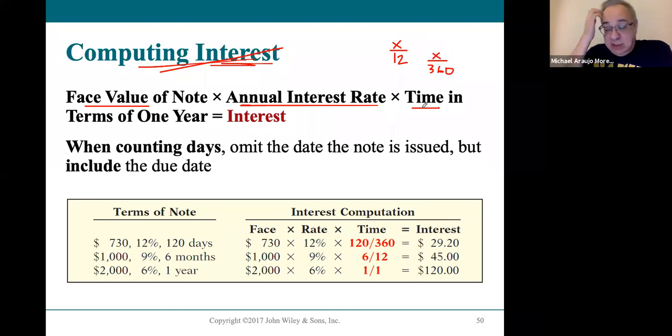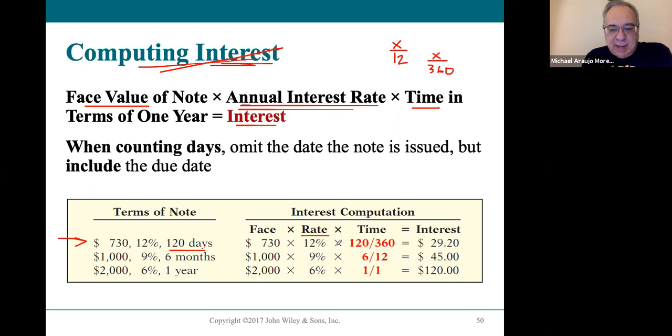Because most notes are short term, the interest rate is annual, and we have to multiply it by this time factor to get the interest. So here's a few examples in these rows. The first one is a $730 note for 12% for 120 days. So basically you would take the $730 and multiply it by 12%. Now remember, this is an annual rate, but the note is only for 120 days.